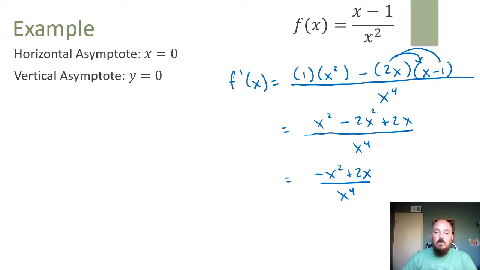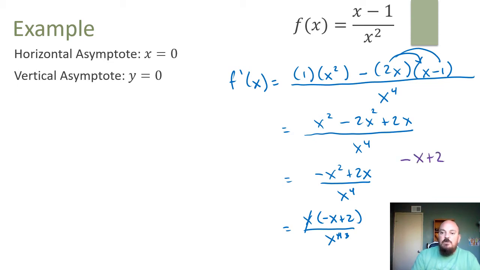Now what I'm going to do, I'm going to go one step further here. I see x's everywhere. So let's actually factor an x out on top, which would give me negative x plus 2. And then we can cancel it with one of them from the bottom. So what I'm going to get for my final f prime of x is negative x plus 2 over x cubed.